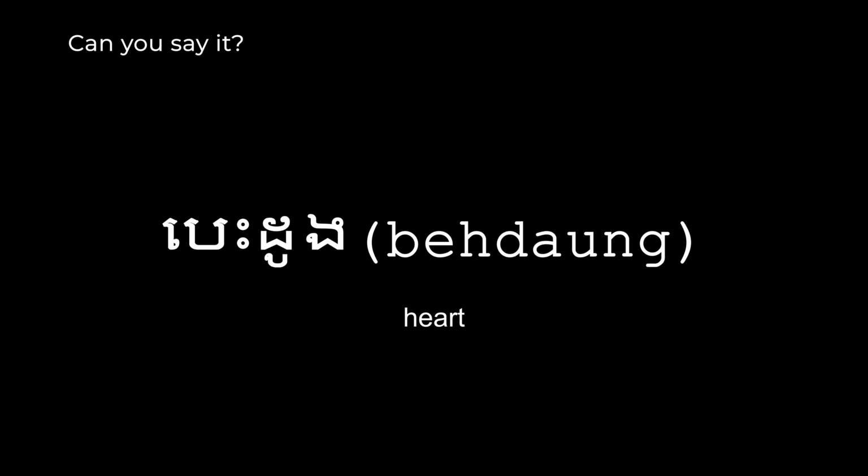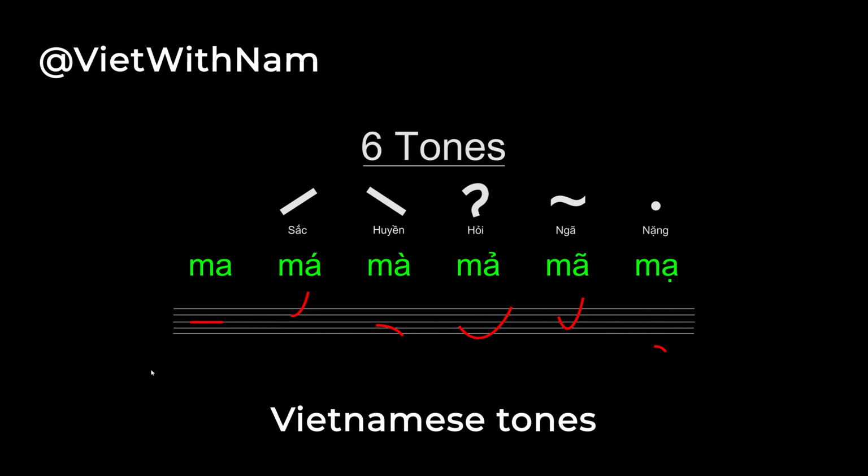Even Danish, though, has far fewer vowels than Cambodian, which has up to 36. Try saying this. Bê đôn. And as for tonal languages, such as Chinese languages, Thai and Vietnamese, that's a whole different story. Ma, ma, ma, ma, ma.